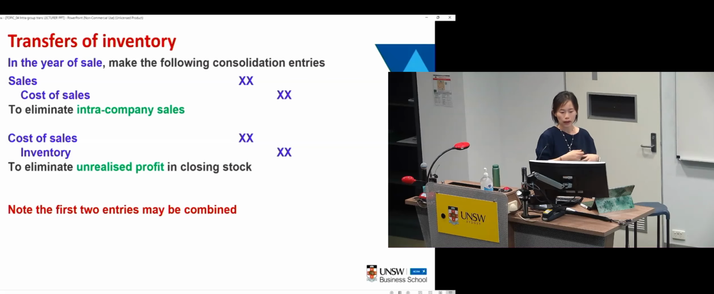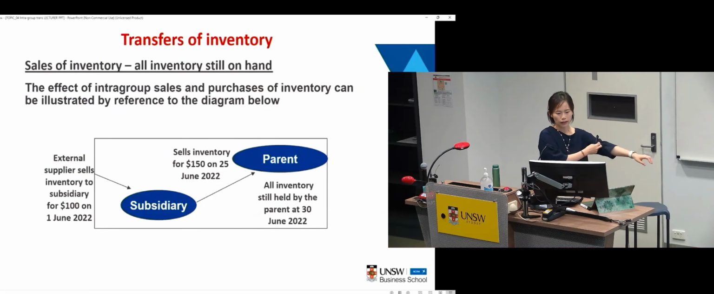All right, now, so you can prepare 2 separate entries if the question asks you to write down the journal entry, but when we do a quiz question online, considering I only give you 3 lines, remember to combine these 2. All right, now let's look at the following example.